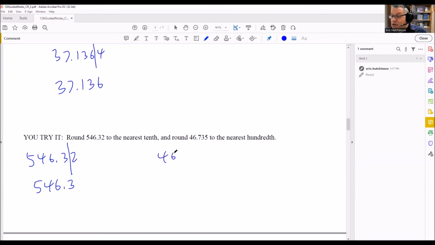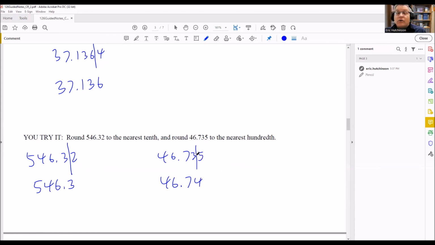This next one has to be rounded to the nearest hundredth. 46.735. The hundredth is the second decimal position. Just draw a bar there between the 3 and the 5. Since there is a 5 immediately after the 3, this is a case where you are going to round up. 46.74 is what that's going to round to. So we drop the 5, but we round this up.